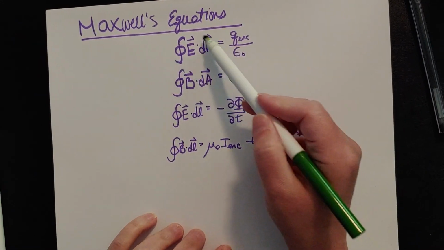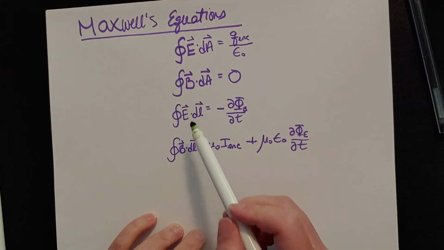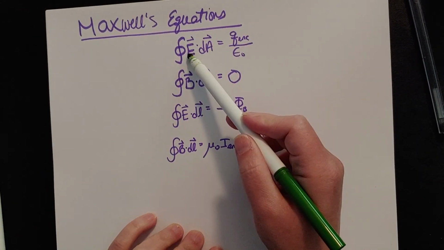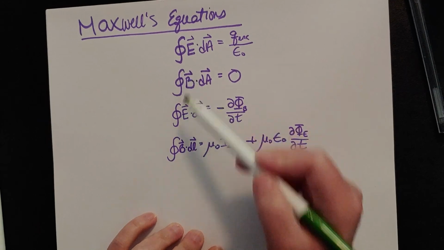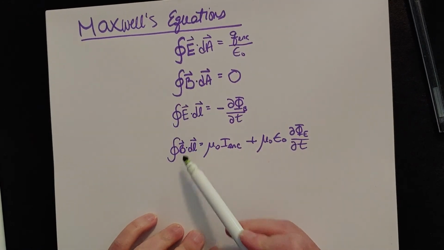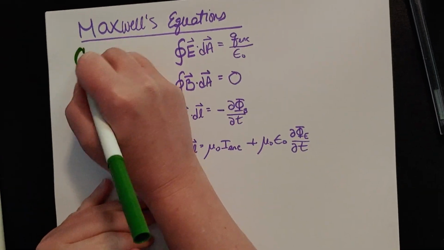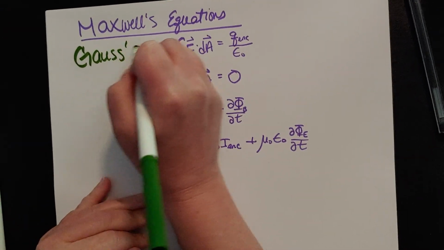These are surface area integrals. These are line integrals. Okay. So there's a surface area integral of an electric field and a magnetic field, and then a line integral of electric field and magnetic field. Okay. This is called Gauss's law.